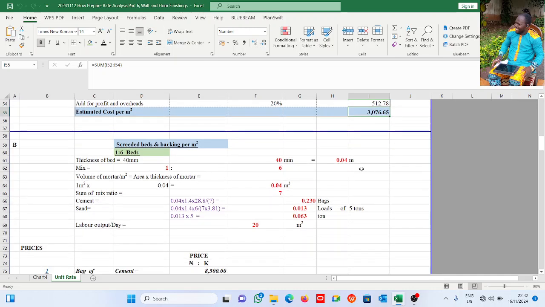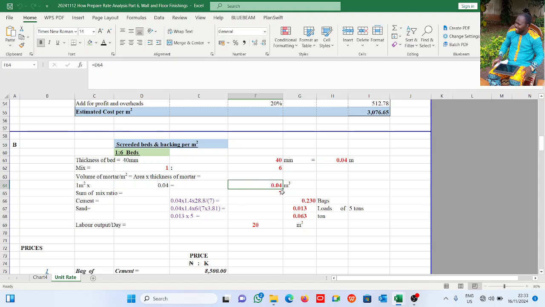Now screed has different thickness. It could be 40 mm like we have here, it could be 50 mm, it could be 75, it could be 80, it could be 100. Depending on levels and depending on what is specified in the drawings, but here we are using a 40 mm thickness. So to get it, this is in millimeter, divide by 1000 to get it in meter, multiply by the area. For 1 square meter, we have 0.04 cubic meter.